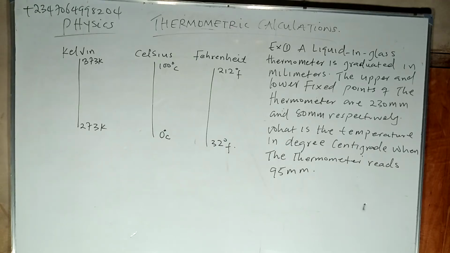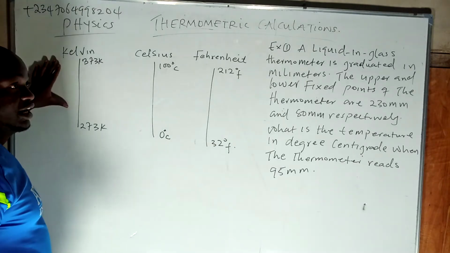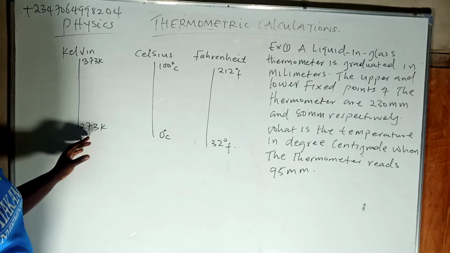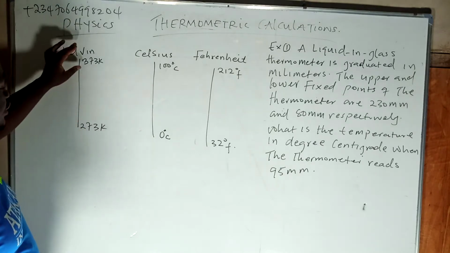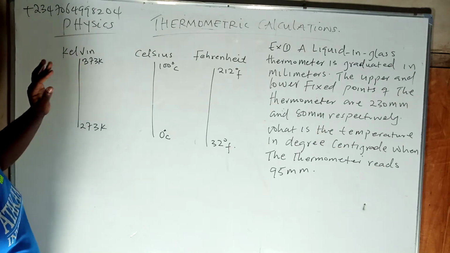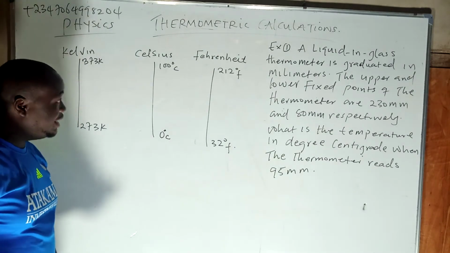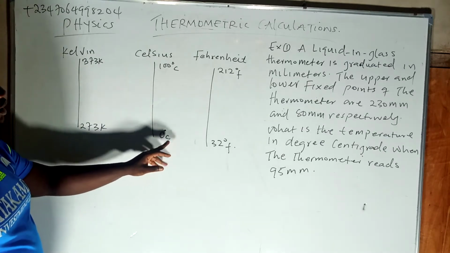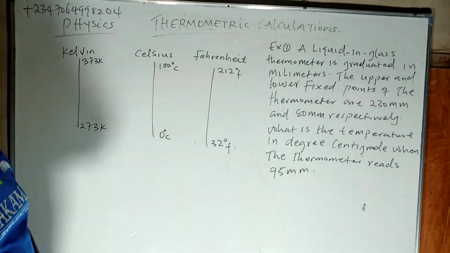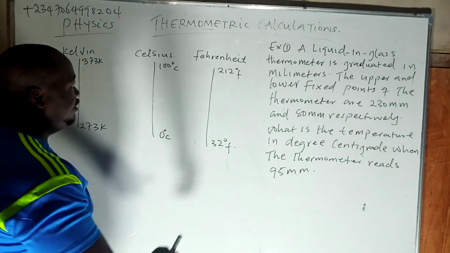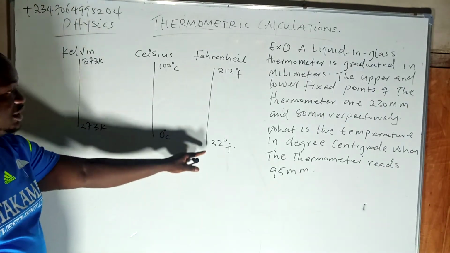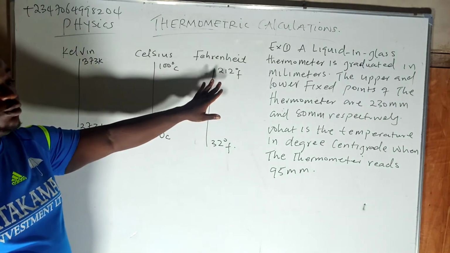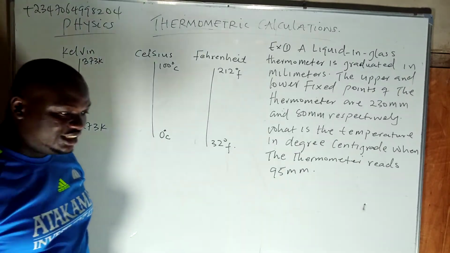Thermometric calculations. Under the Kelvin, the lowest fixed point is 273 and the highest fixed point is 373. Note it on your jotter immediately. Under the Celsius, the lowest fixed point is 0 degree and the higher fixed point is 100 degree centigrade. The Fahrenheit, the lowest fixed point is 32 degree Fahrenheit and the highest fixed point is 213. Please note this very well.